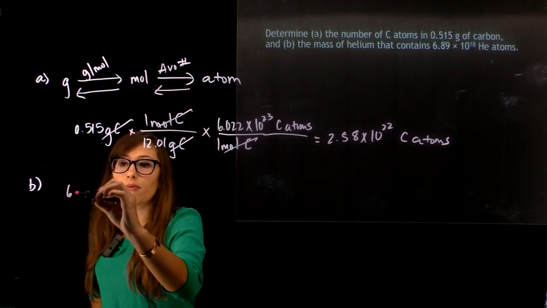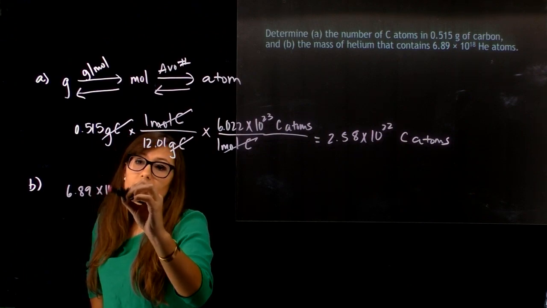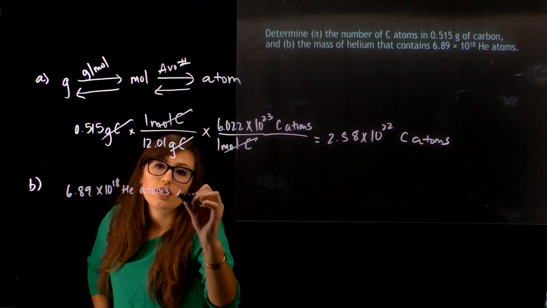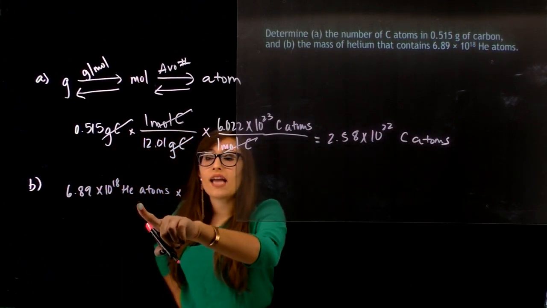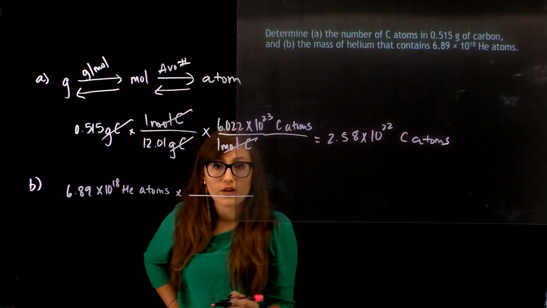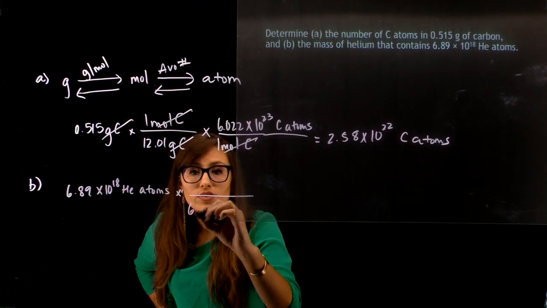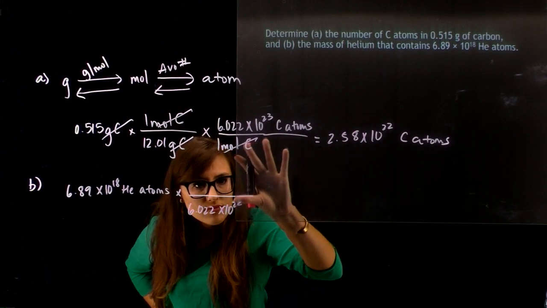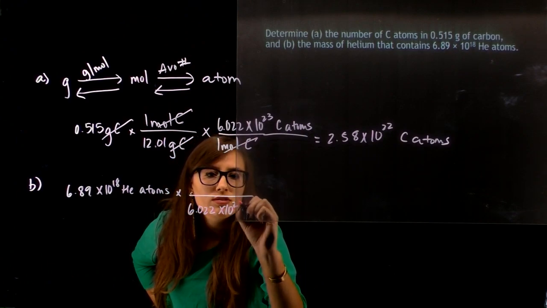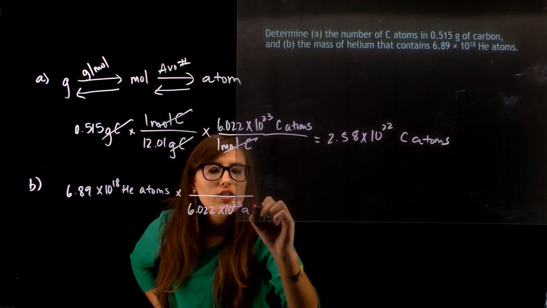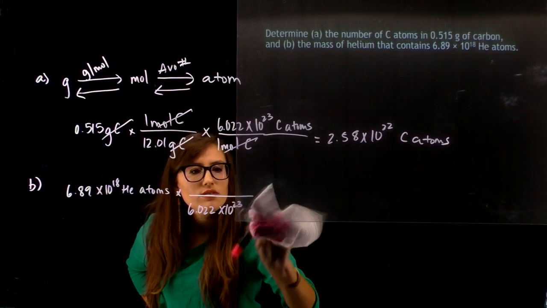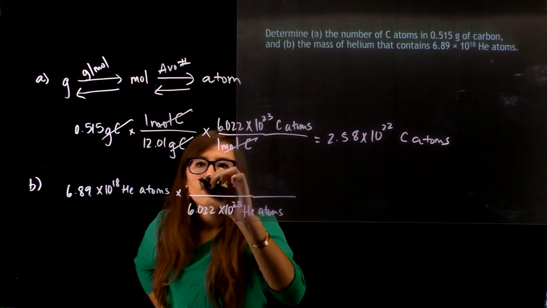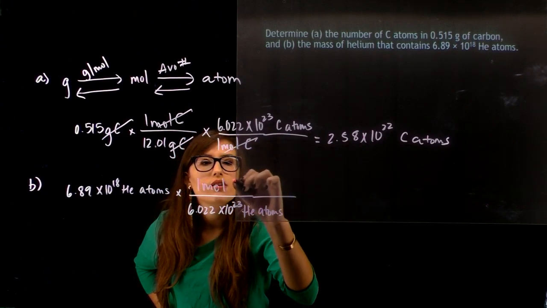So in this case, we have 6.89 times 10 to the 18th helium atoms. So in order to go from atoms to moles, we need to use Avogadro's number. And in this case, we have to use the reciprocal of what we used before. 6.022 times 10 to the 23rd helium atoms over 1 mole of helium.